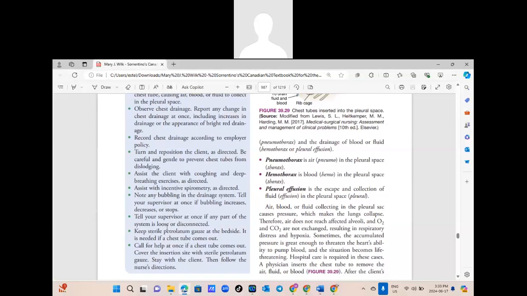Tell your supervisor at once if any part of the system is loose or disconnected. Keep sterile petrolatum gauze at the bedside, if it is needed if a chest tube comes out. Call for help at once if a chest tube comes out. Cover the insertion site with sterile petrolatum gauze. Stay with the client and then follow the nurse's direction.